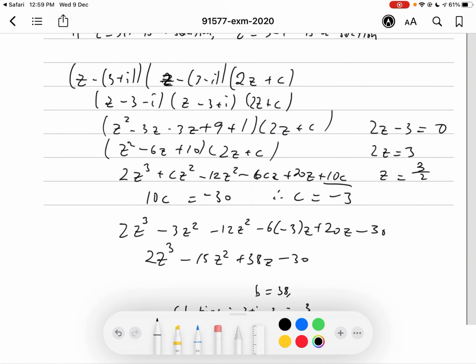Alright, and that is a merit level question like it is every year. If you can get the final answer, it's a merit. To get an achieved, if you can find the b value, or the third solution, either or, you'll get an achieved.